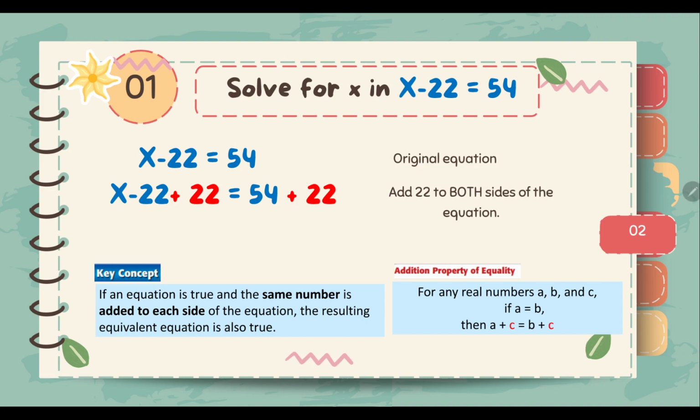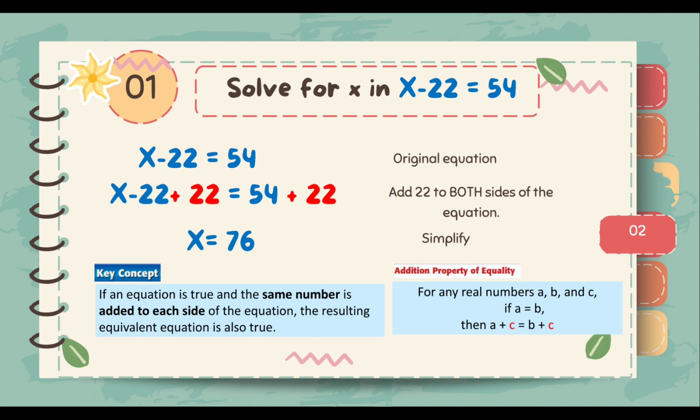For any real numbers A, B, and C, if A is equal to B, then adding C to both sides does not change the equality. We have A plus C is still equal to B plus C. So continuing, we simplify. We know that we can add negative 22 plus 22. That would give us 0, leaving our left side to contain only the x. And on the right side, 54 plus 22 is equal to 76.